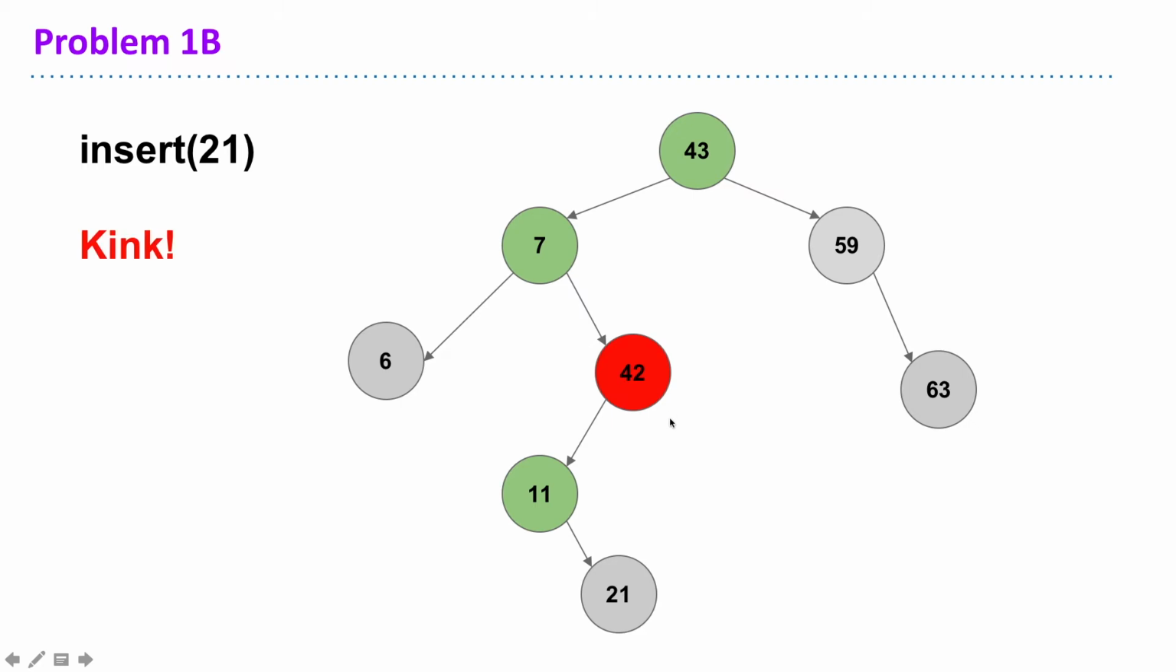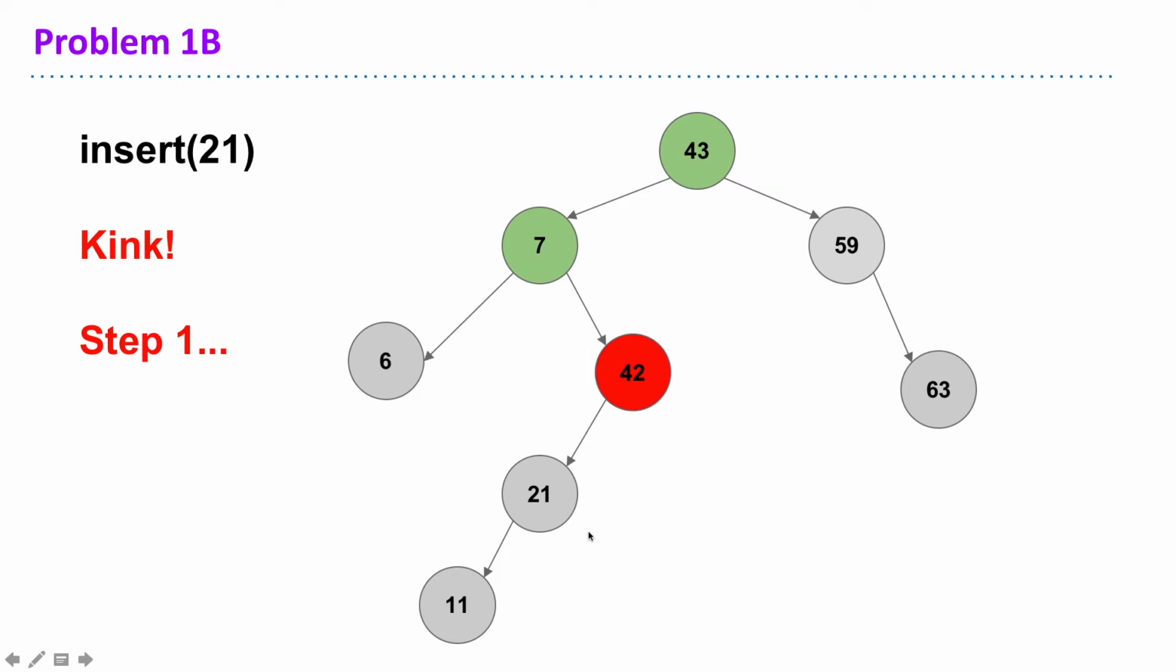So this is going to be a kink case because 21 is the right subtree of 11, which is 42's left child. So to fix this, we'll first do a left rotation on 11, and then we'll do a right rotation on 42. So for our left rotation, we'll bring up 21 to where 11 is, and we'll make 11 the left child of 21.